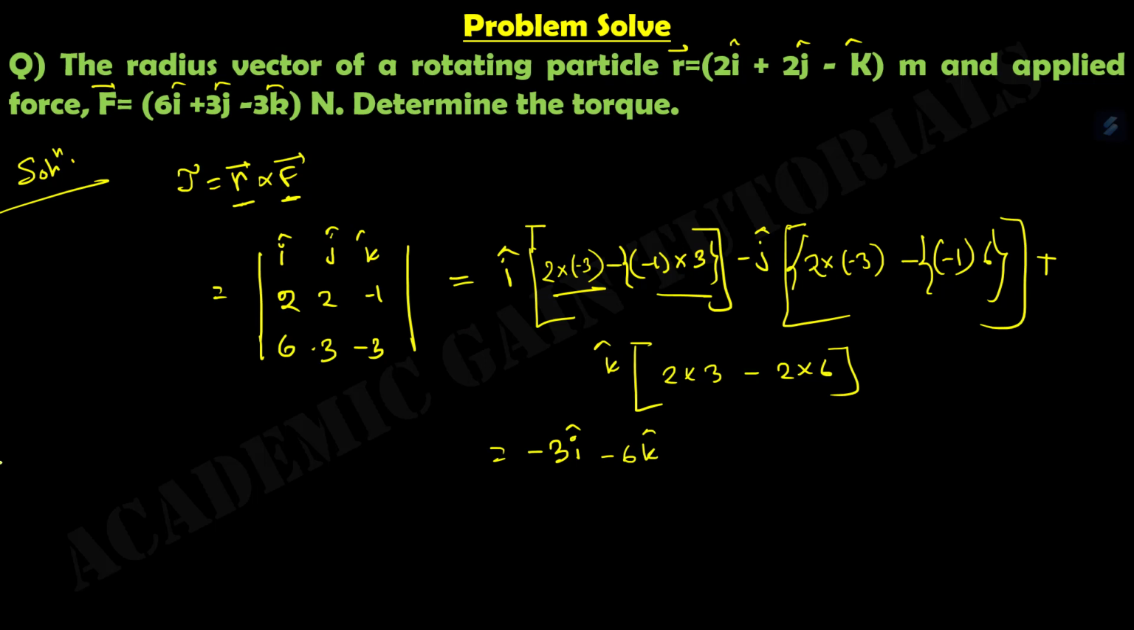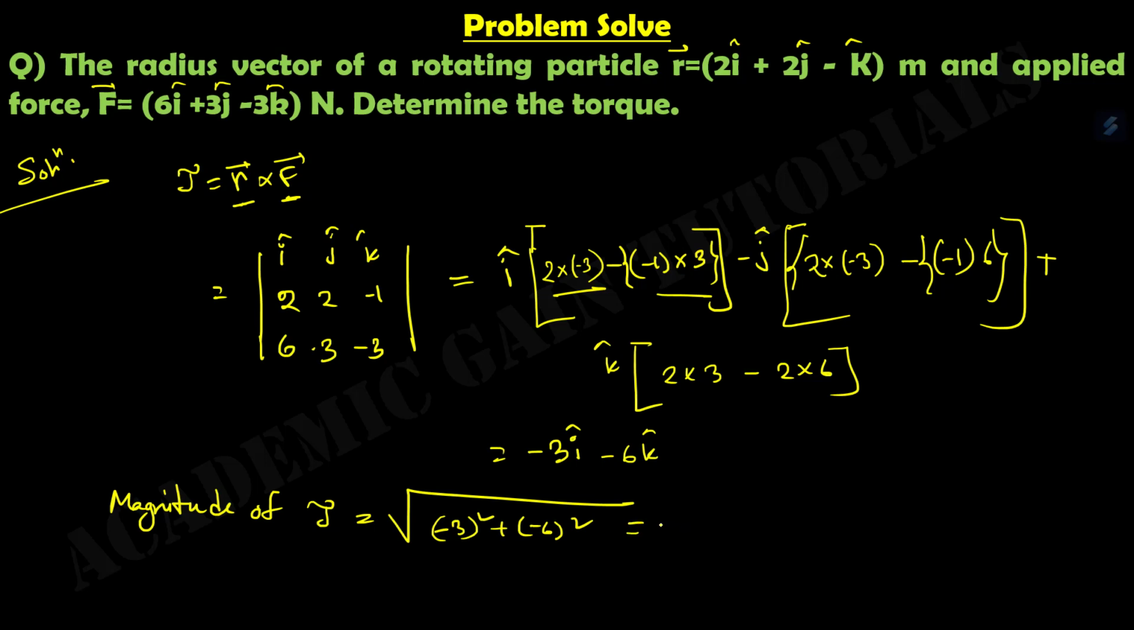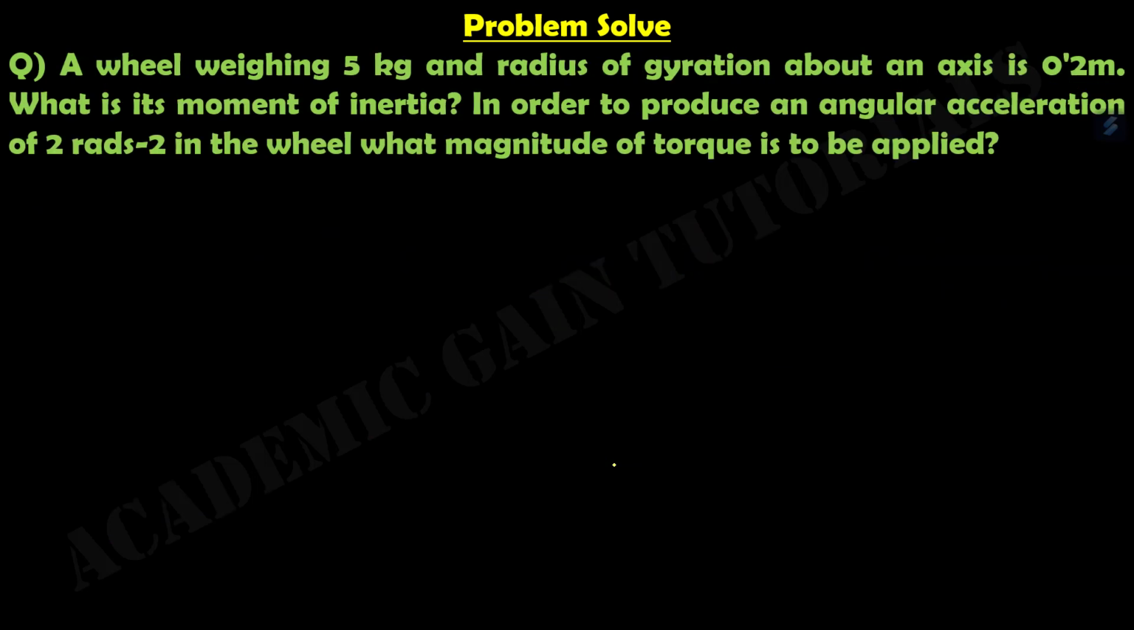If I find the magnitude of tau, it will be equal to root over of minus 3 whole square plus minus 6 whole square, which is actually equal to root over 45. So this is the actual value of our torque, and this is the magnitude of the torque tau. So we solved our first problem. Now another problem we will solve.